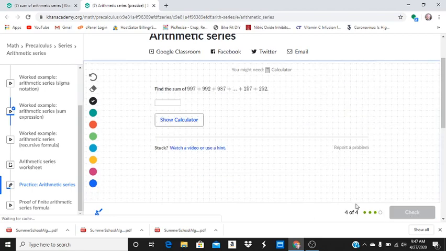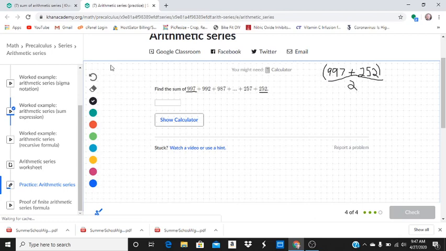All right. So we're going to find the sum of this sequence. We know our first term is 997. Our last term is 252. We start to plug those in: 997 plus 252. We're going to divide that by 2. Now we've got to multiply by the number of terms.